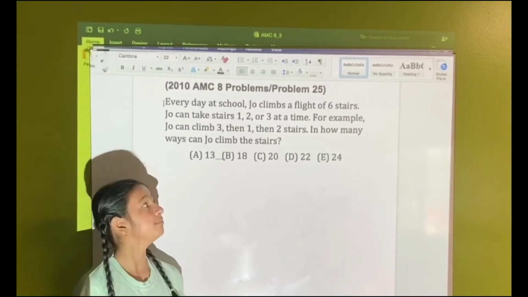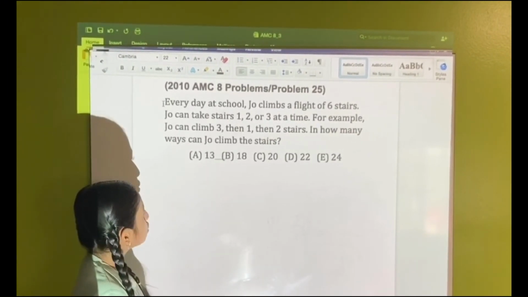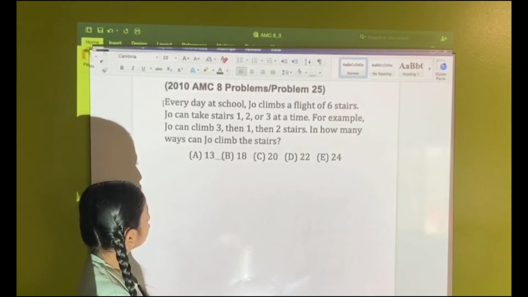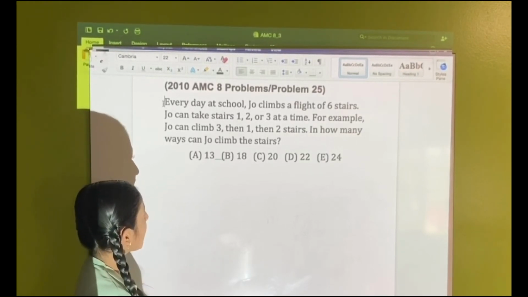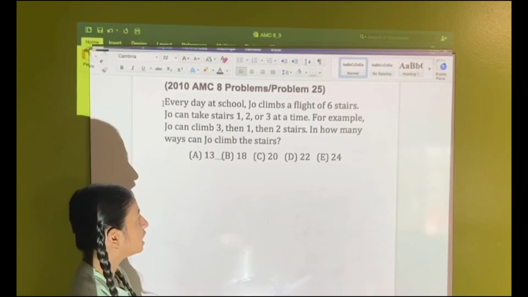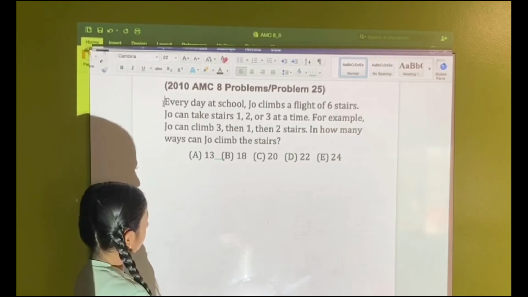Next problem. Every day at school, Joe climbs a flight of 6 stairs. Joe can take stairs 1, 2, or 3 at a time. For example, Joe can climb 3, then 1, then 2 stairs. In how many ways can Joe climb the stairs?